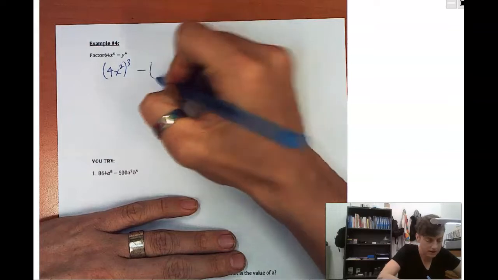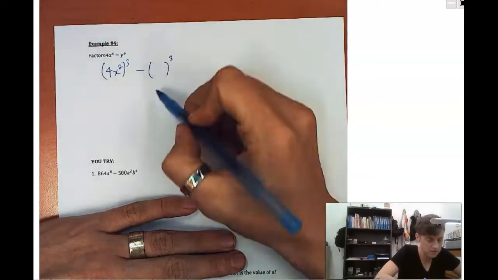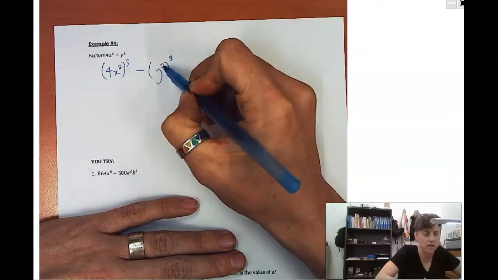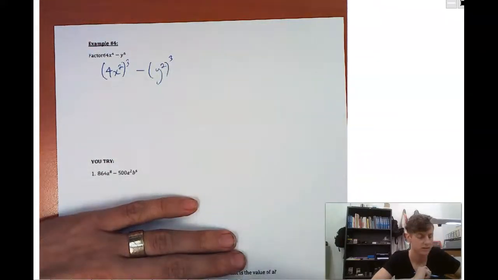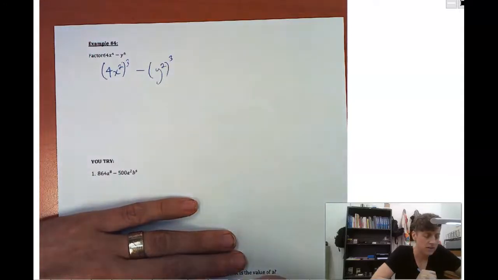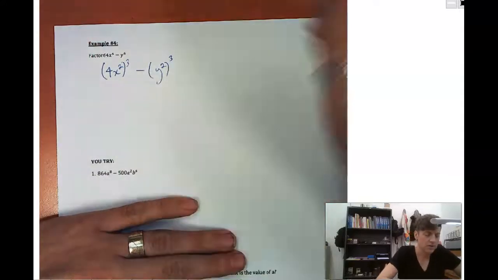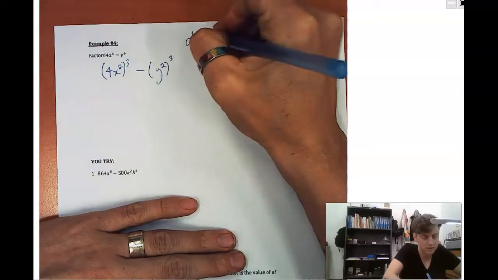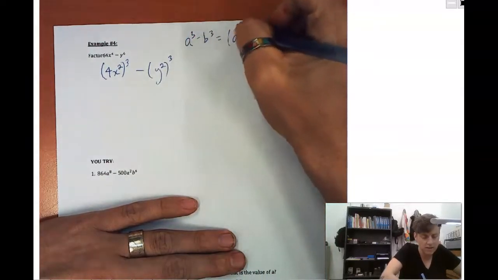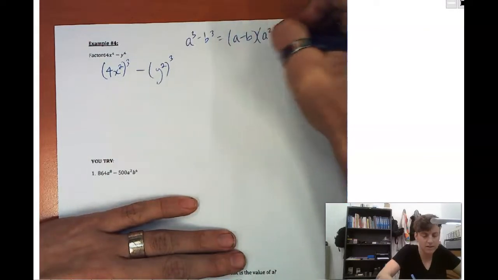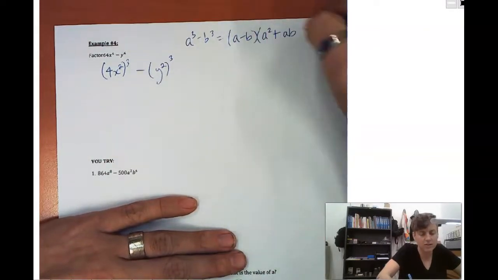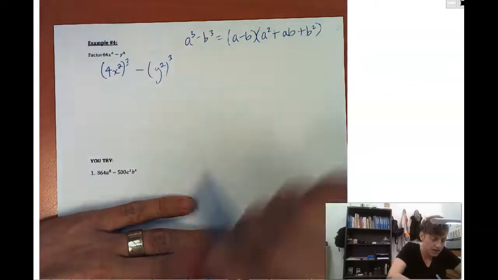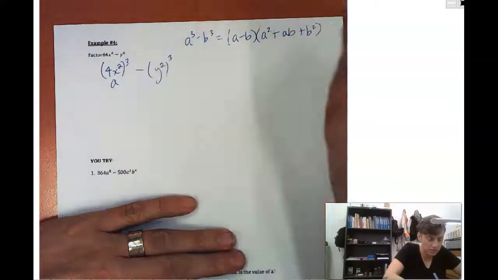Minus, again, what's going to go in here? It's going to be y to the 2nd power, because y squared cubed gives us back that y to the 6th. So this is the difference of cubes, which factored to what? A cubed minus b cubed factored to a minus b times a squared plus ab plus b squared. Okay. So our a is 4x squared and our b is y squared.